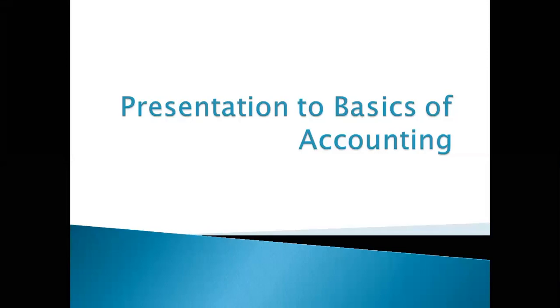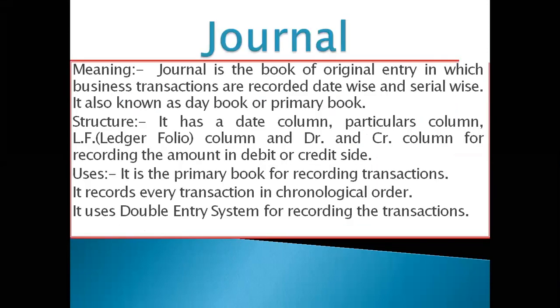Basics to accounting. So the first basic is journal, meaning journal is a book of original entry in which business transactions are recorded date-wise and serial-wise. It is also known as day book or primary book. It is known as day book because every day-to-day transaction is recorded in it, and primary book because it is the first book in which the transactions are recorded.